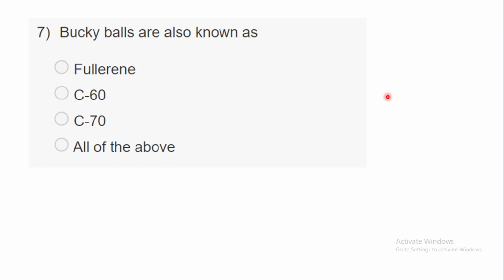Seventh question reads, buckyballs are also known as A. Fullerene, B. C60, C. C70, and D. All of the above. So pretty short question in comparison to what we have encountered in the sixth one. This is a pretty direct question, and I hope students can answer. Buckyballs. I hope you have come across this term somewhere or the other. Buckyballs are also known as fullerene, C60, C70, or all of the above.